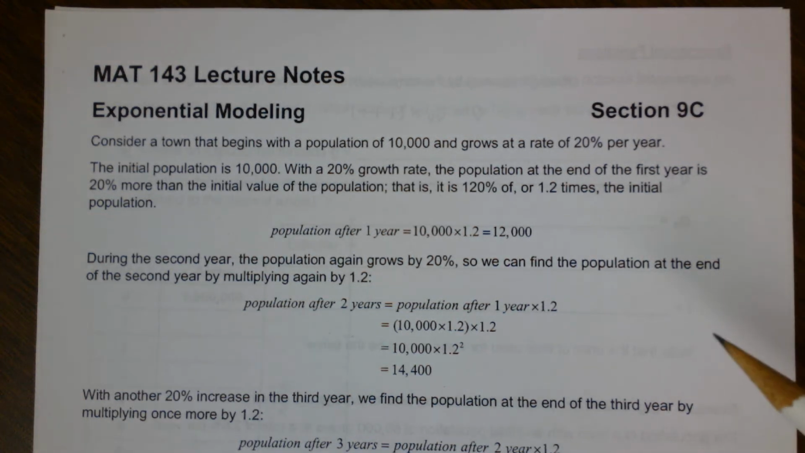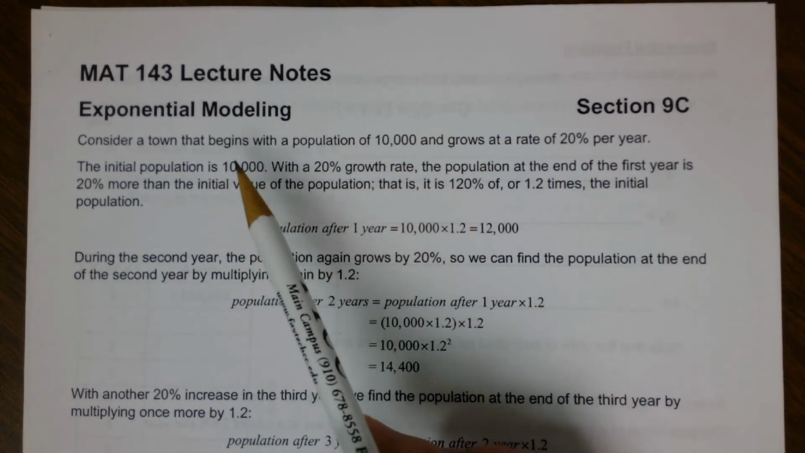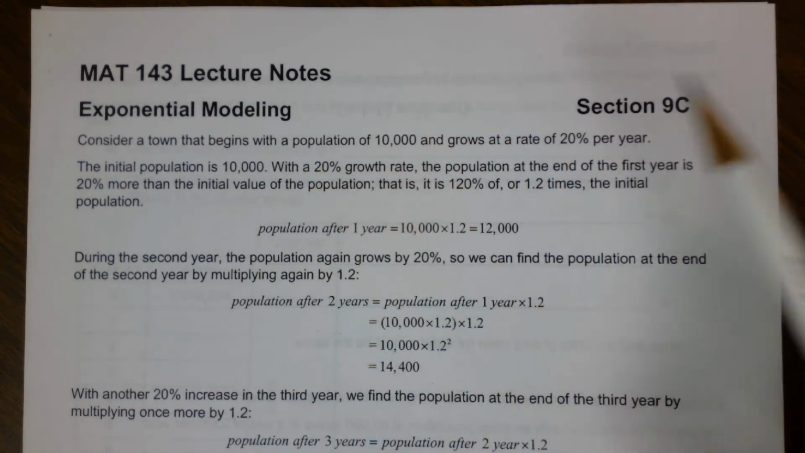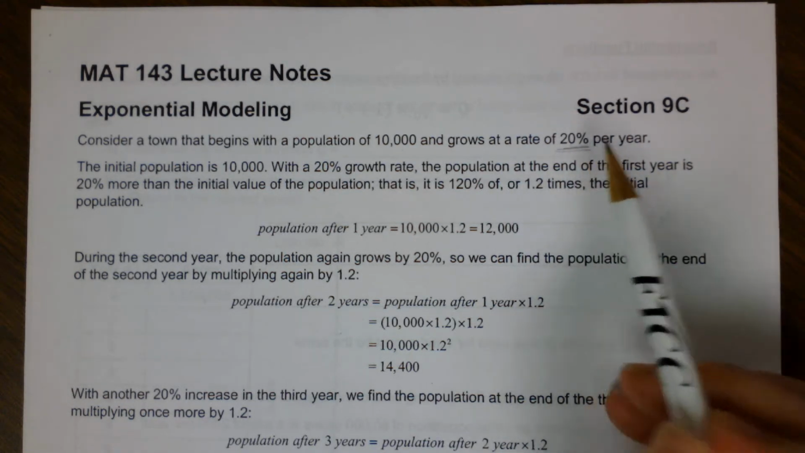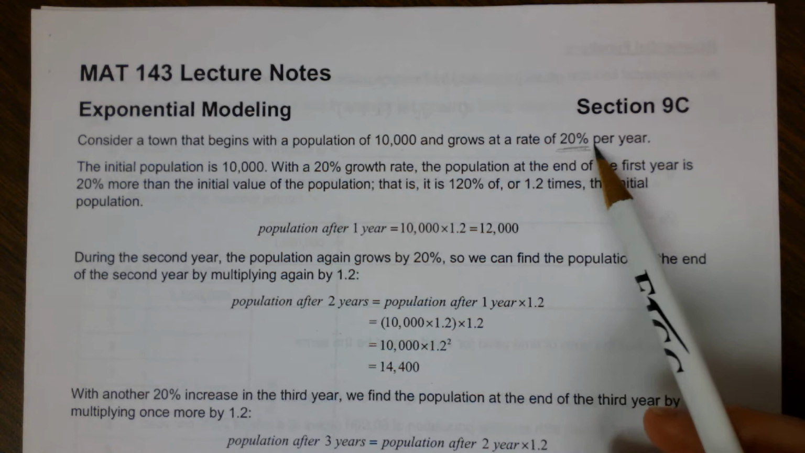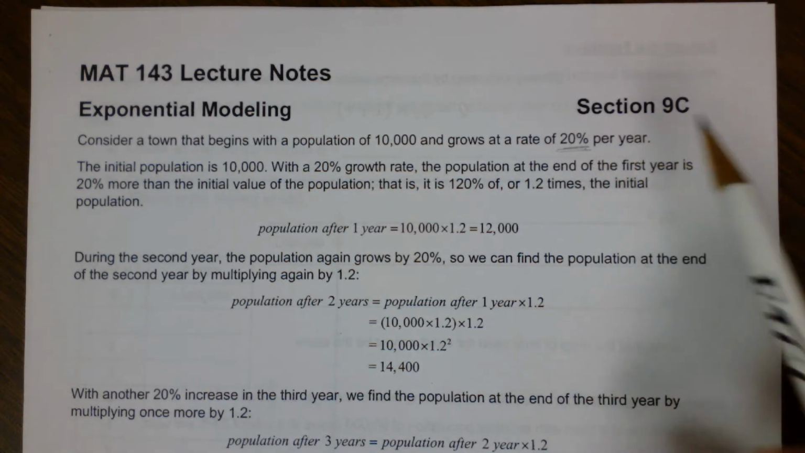So 9C, you're going to be delving into exponential modeling, which isn't quite as intuitive as linear, but it's still not too bad. Okay, so remember we said exponential modeling is when you're increasing by a percentage rather than a specific amount. So for example, let's say we look at a town with an initial population of 10,000, and you're growing at a rate of 20% per year. So it's 20% of whatever the previous one is. So the amount that you're going to add on is going to be different every time.